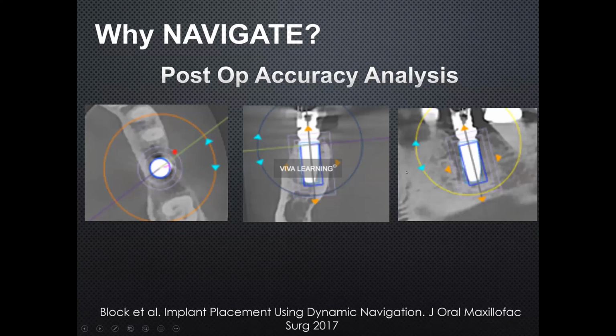And then again, why navigate? Because we'll look at our post accuracy analysis. So here's a case where after you do your case, if you take a post-op CBCT in your first few cases or in any case, you can see how accurate you were in placing the implant exactly where you planned. Well, you can see here that we planned this one to be the dark blue outline, and you see I'm pretty much dead on there with the lighter blue.